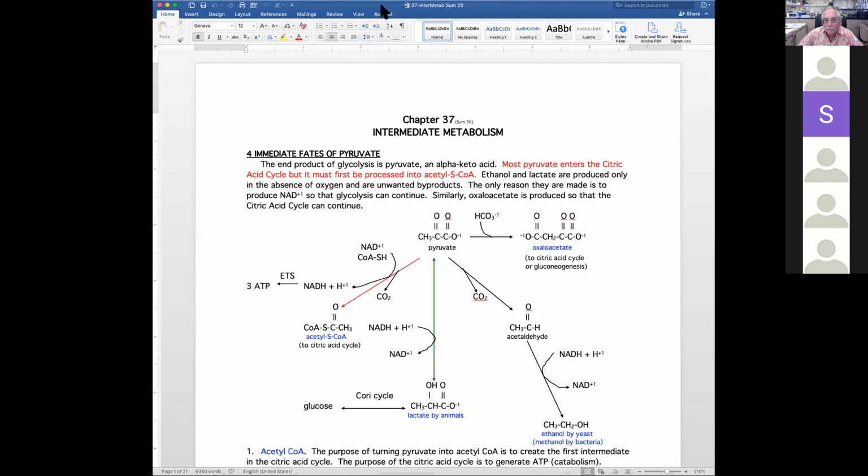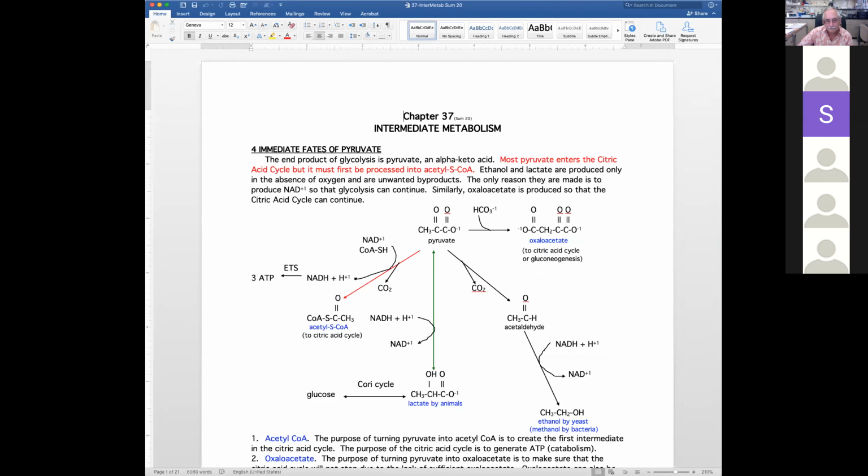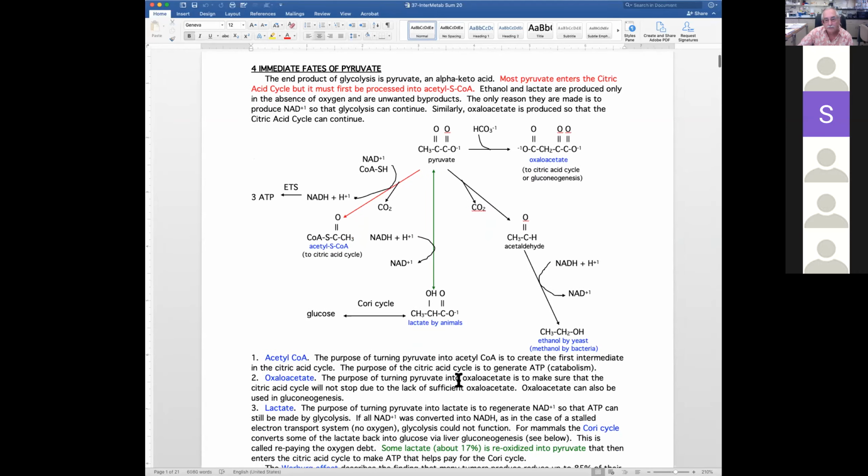In chapter 37, we look at some other pathways. So what happens to pyruvate, which is the end product of glycolysis? Well, most of it's going to go right into acetyl-CoA. And I'm emphasizing the fact here that you're making ATP. And this is basically in the matrix of the mitochondria. So they don't consider it part of glycolysis, and they don't consider it part of the citric acid cycle.